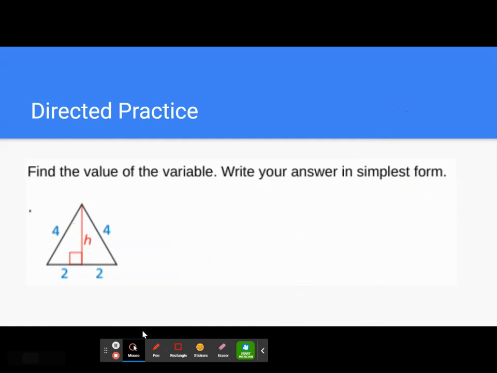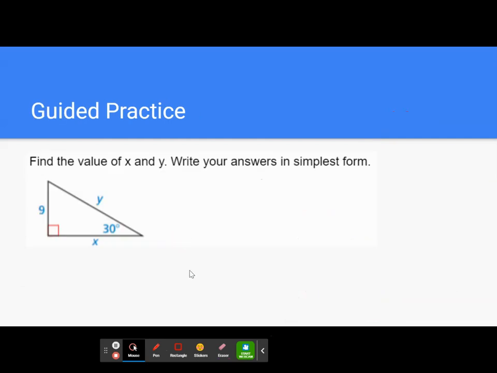Okay. You need to write down the missing numbers to this one and find the value of X and Y. So you need to write down the X, the Y, and the 9 and write your answers in simplest form. And you're going to do this one with your partner. So you need to go back to the table with your partner and work this out with your partner.